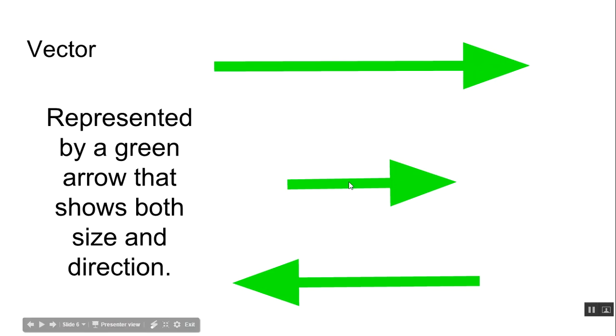This is the smallest vector for velocity. See, the size is much smaller, so we know that the velocity is less, but it's still going in the same direction as this vector above. And then below we've got another vector, which is the second fastest vector, and we know it's going in the opposite direction as the other two. So these vectors show velocities of different magnitude.